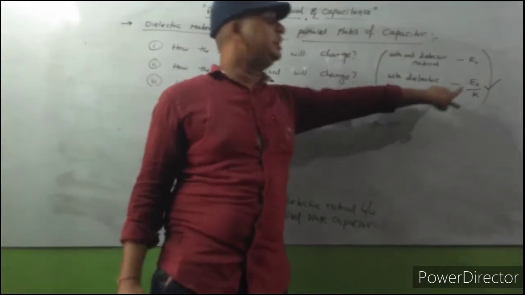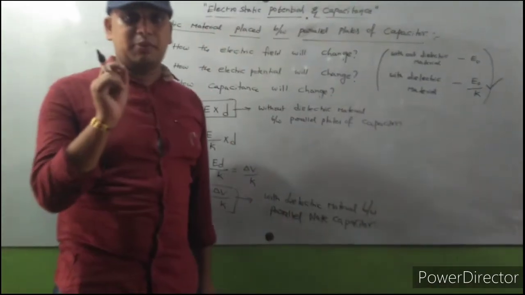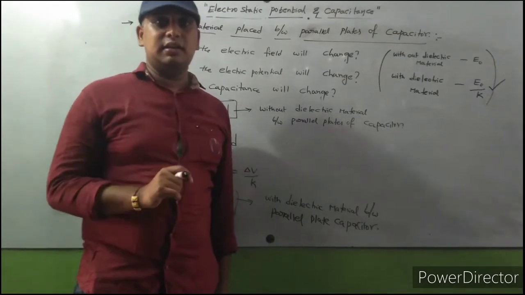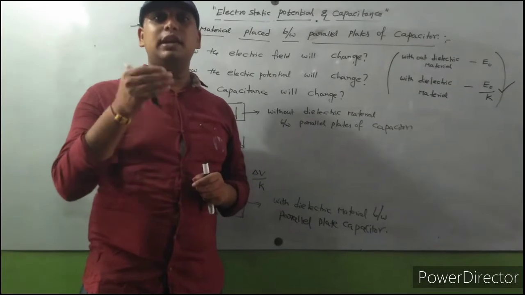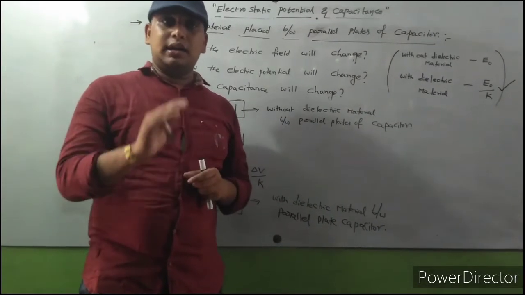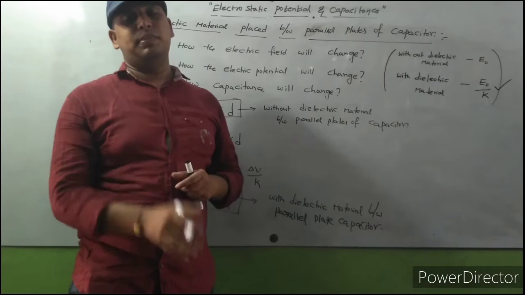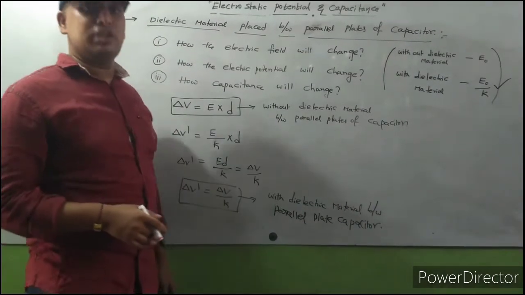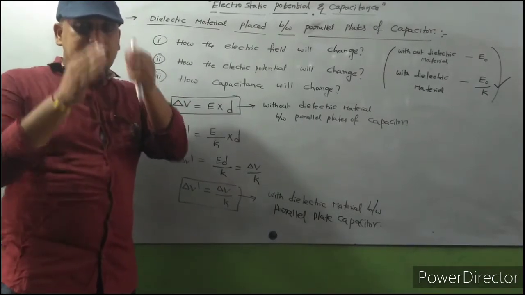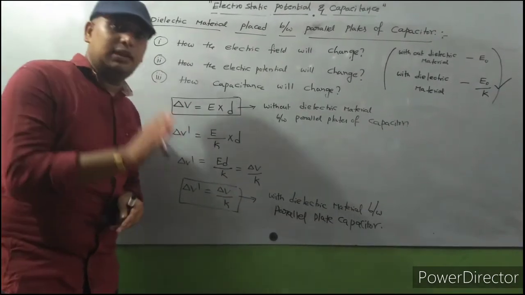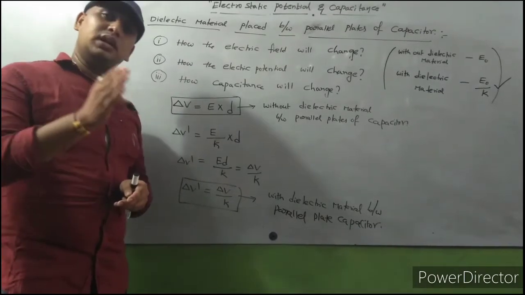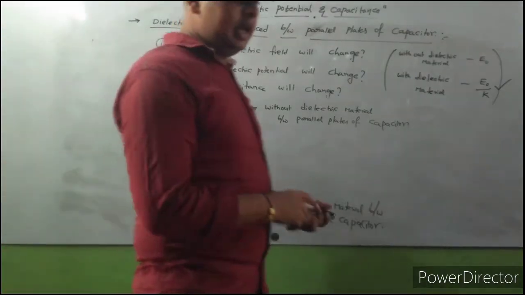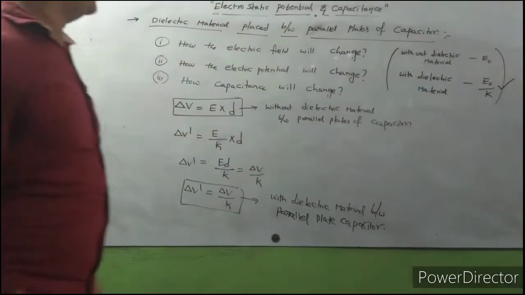Electric field will change to E naught by K. You got my point, my dear, this is very very important. Whenever we are placing dielectric material between the parallel plates, electric field will become E naught by K, electric potential will become V naught by K, like delta V by K. So whenever we are introducing dielectric material, definitely electric field will be reduced and definitely potential will reduce.